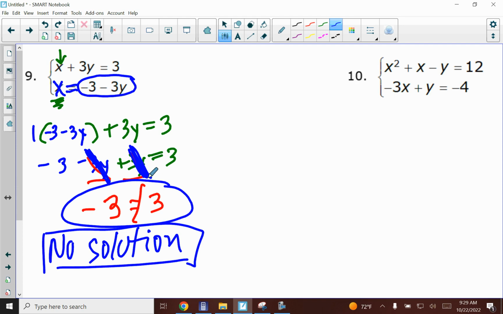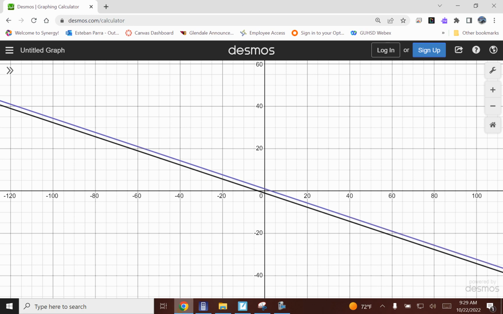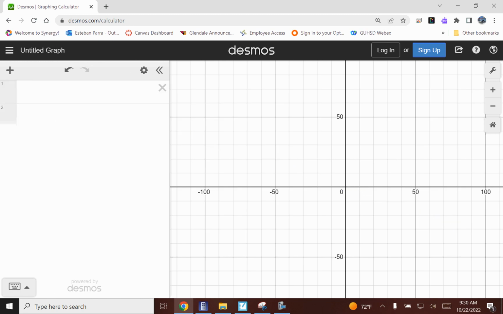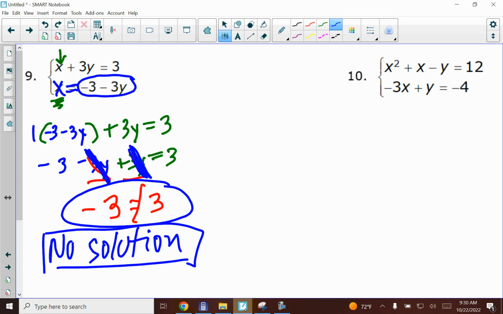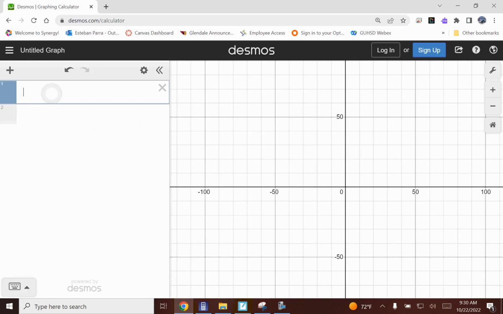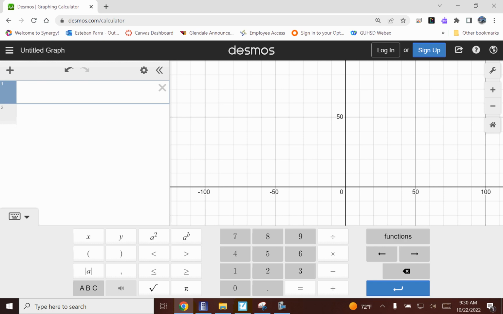Okay, for the last one, actually for the rest of them in this section, I'm just going to type them into Desmos real quick so that way I can get to some of the other stuff that's on this test. So let's do, what are we doing? Number 10. If I just type it into Desmos real quick, it's going to say x squared plus x minus y equals 12.